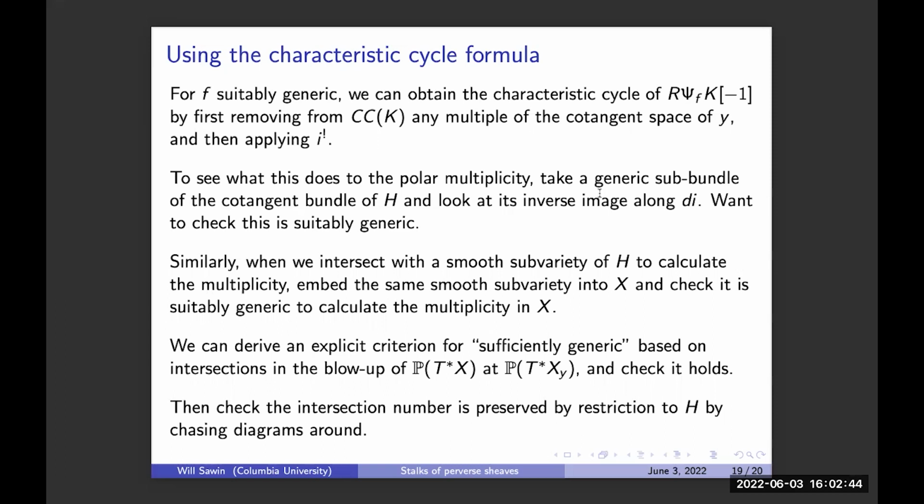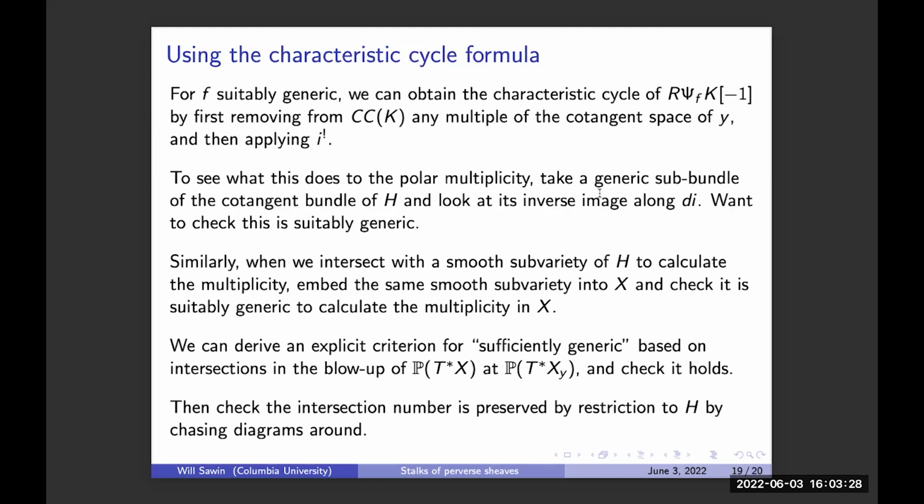So the general idea is the easy way to compare them is to make the two generic subbundles that appear in them related. So we can take a generic subbundle of a cotangent bundle of H and look at its inverse image along DI. And we want to check this is generic enough as a subbundle of cotangent bundle of X. And then we can take a smooth subvariety of H, which we're going to use to calculate the polar multiplicity. And we can embed it into X. It's still a smooth subvariety of X. And we want to check that if the H subvariety is sufficiently generic, then the X subvariety is sufficiently generic. And we'll use the fact also that H is sufficiently generic in X, or otherwise we run into trouble.